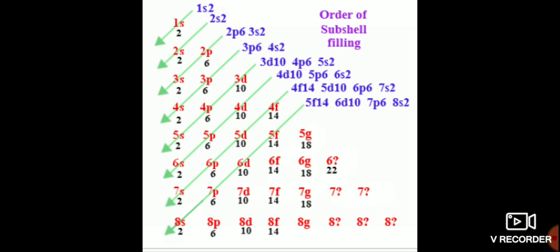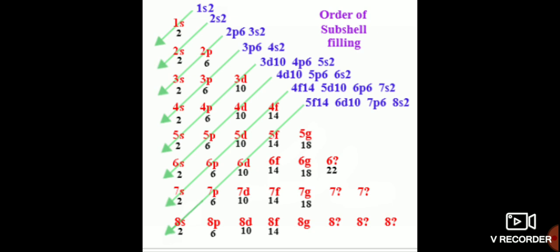This is the arranging order of electronic configuration. First 1s, then 2s, 2p, 3s, 3p, 4s. Next is 3d, 4p, 5s. Then 4d, 5p, 6s. This is the arrangement of the electronic configuration.